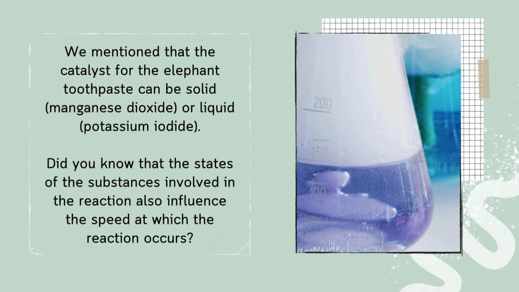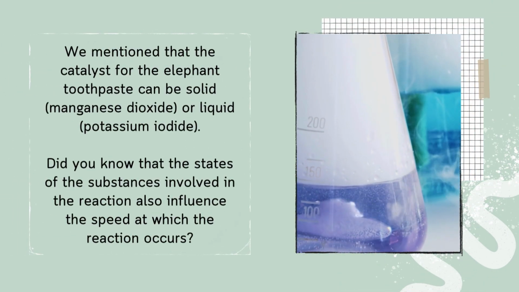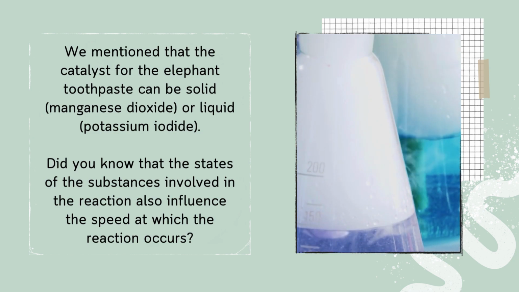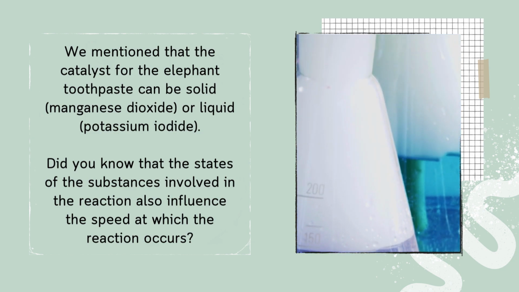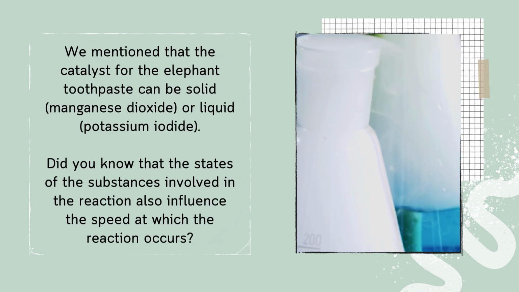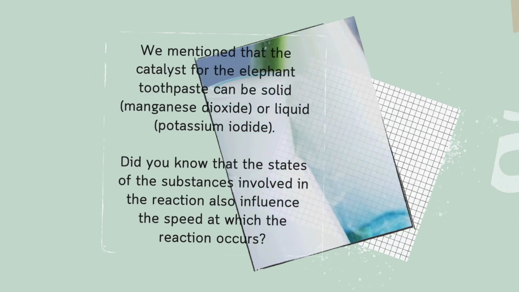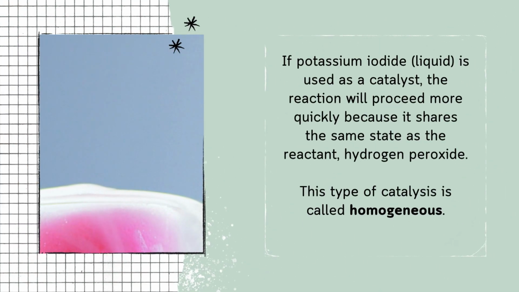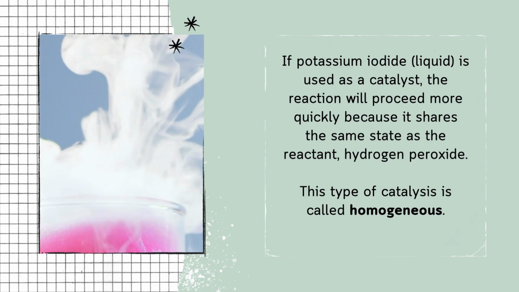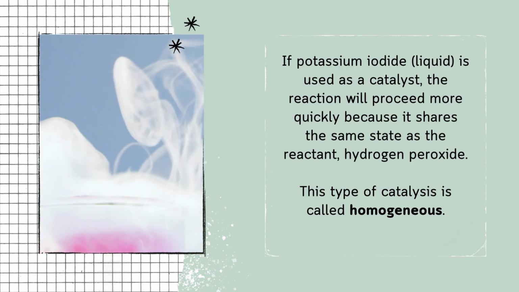We mentioned that the catalyst for the elephant toothpaste can be solid, that is manganese dioxide, or liquid, that is potassium iodide. But did you know that the states of the substances involved in the reaction also influence the speed at which the reaction occurs? If potassium iodide is used as a catalyst, the reaction will proceed more quickly because it shares the same state as the reactant, hydrogen peroxide. This type of catalysis is called homogeneous.